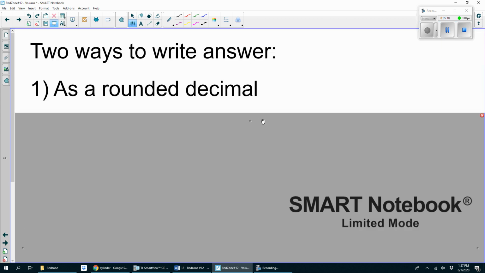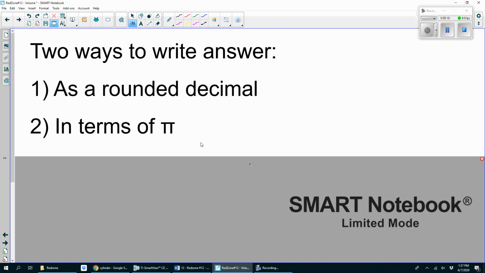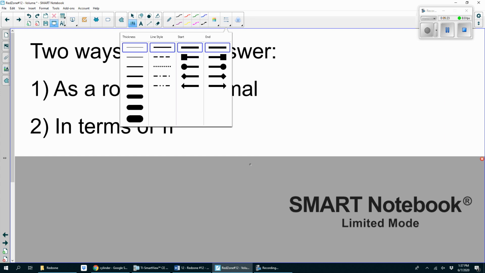One was as a decimal, and you round it. They tell you to round to the nearest tenth, or the nearest hundredth, or whatever they told you to round to. The second way we learned how to write our answer was in terms of pi. So that would mean that the answer has the pi symbol in it.